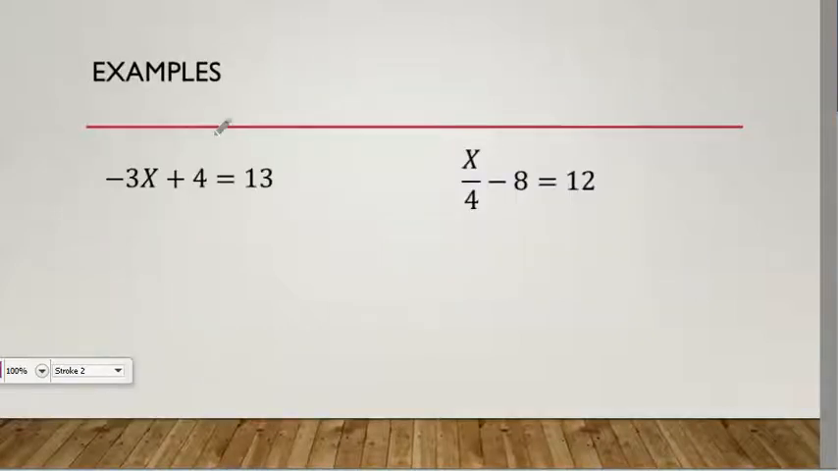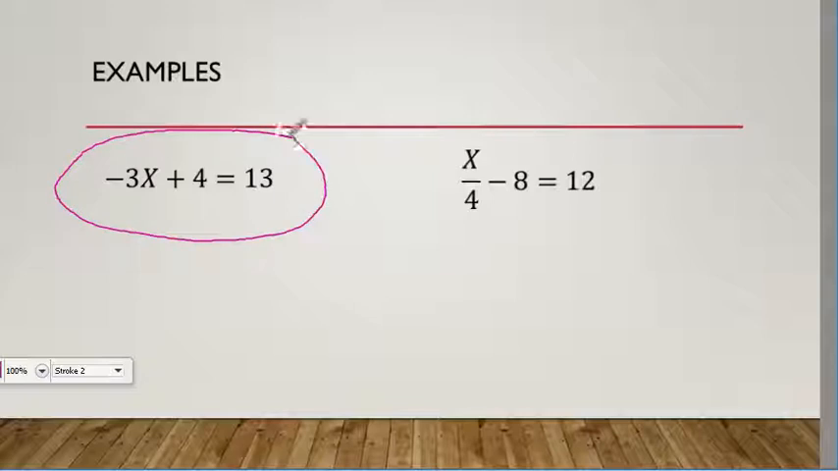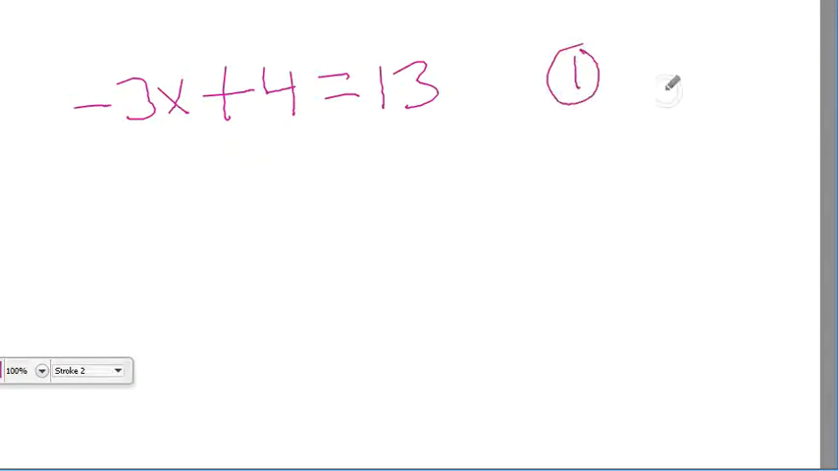So here is an example of a two-step equation. This equation reads negative 3 times x plus 4 equals 13. Okay, this is a two-step equation. So when we solve a two-step equation, we always get rid of the addition or subtraction part first. Then we get rid of the multiplication or division.